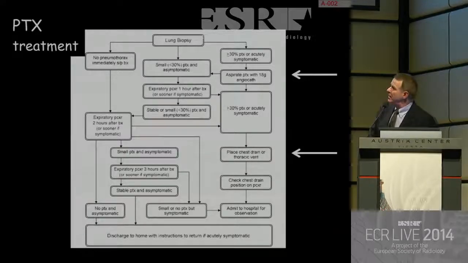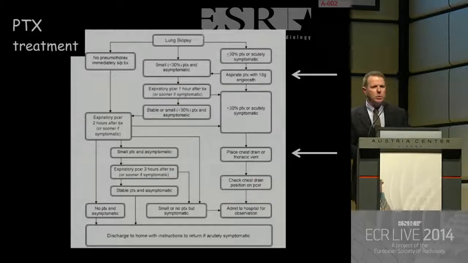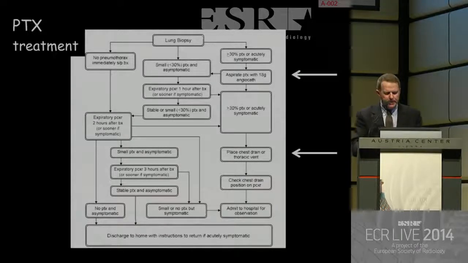This is a sort of algorithm. I hope you are able to read it. It starts with lung biopsy. Then you have pneumothorax. If it's small, you can aspirate it. Then you go into the cascade of events, okay? And if it's symptomatic or is more than 30%, you will place a chest drain and so on. I don't want to go in deep into this slide because there are a lot of argument about this.